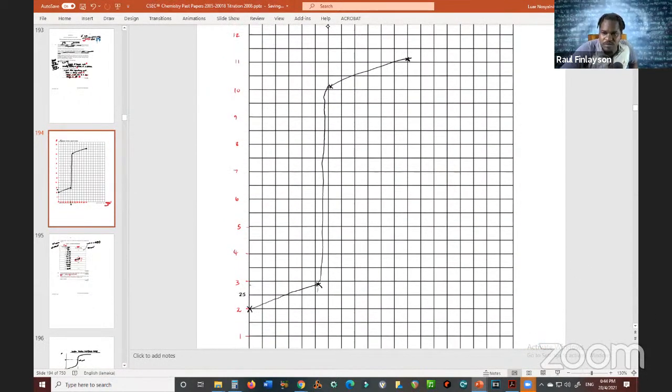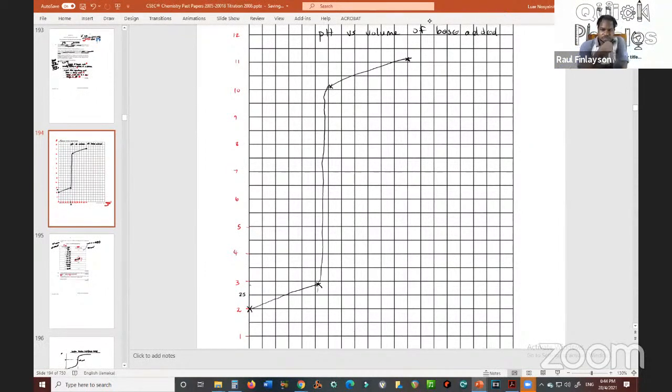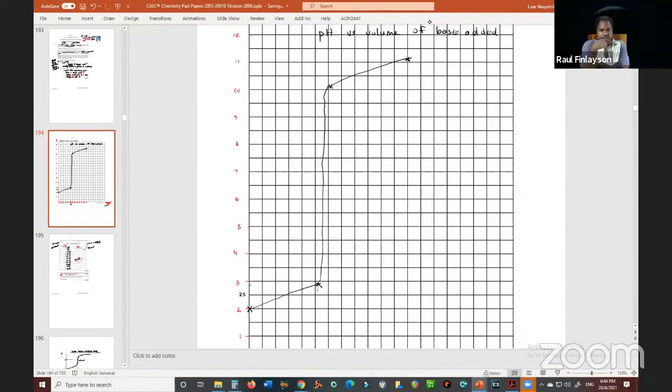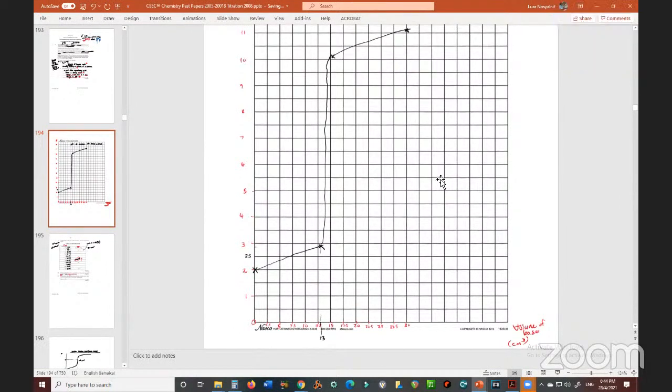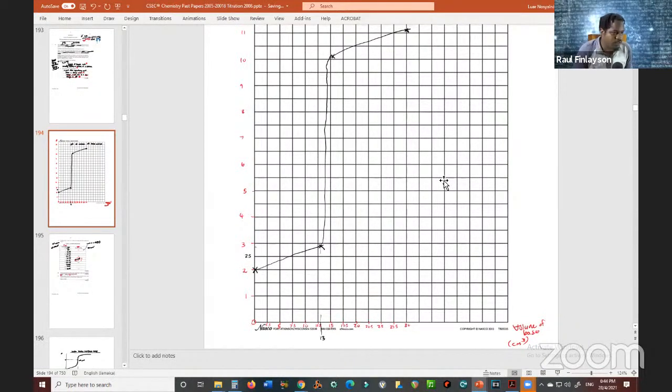because you plot pH versus volume of base. That's it, guys. Any questions? I don't think so. That's it. You just plot your titration curve. And it's not going to get more challenging than this, really.